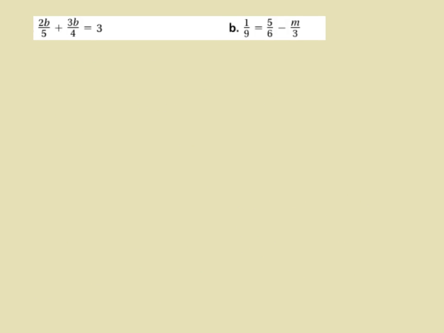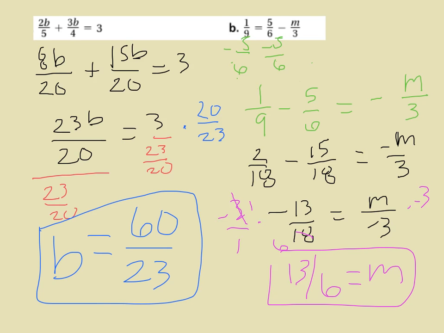You should pause the video right now and attempt both of these problems by yourself. No, really. Pause the video. You should pause it. For both of these answers, they don't look that nice. But as long as you keep on keeping on, you should be able to solve these problems.